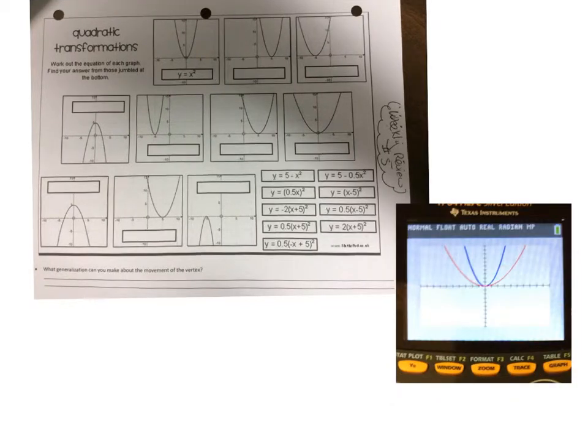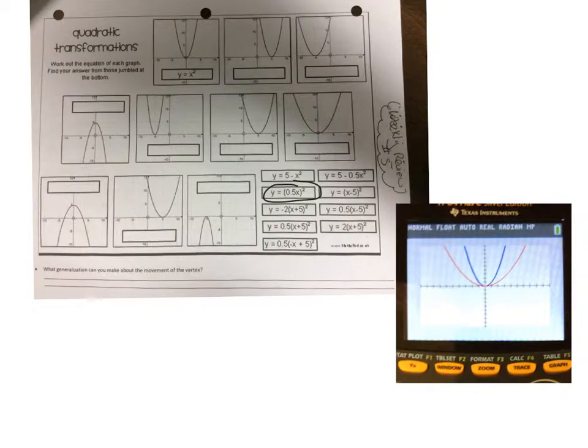The next one I want to do with you is y equals 0.5x squared. Here is a picture of what it would look like on your graphing calculator. Remember, in blue is the parent function, y equals x squared. In red is the transformation.